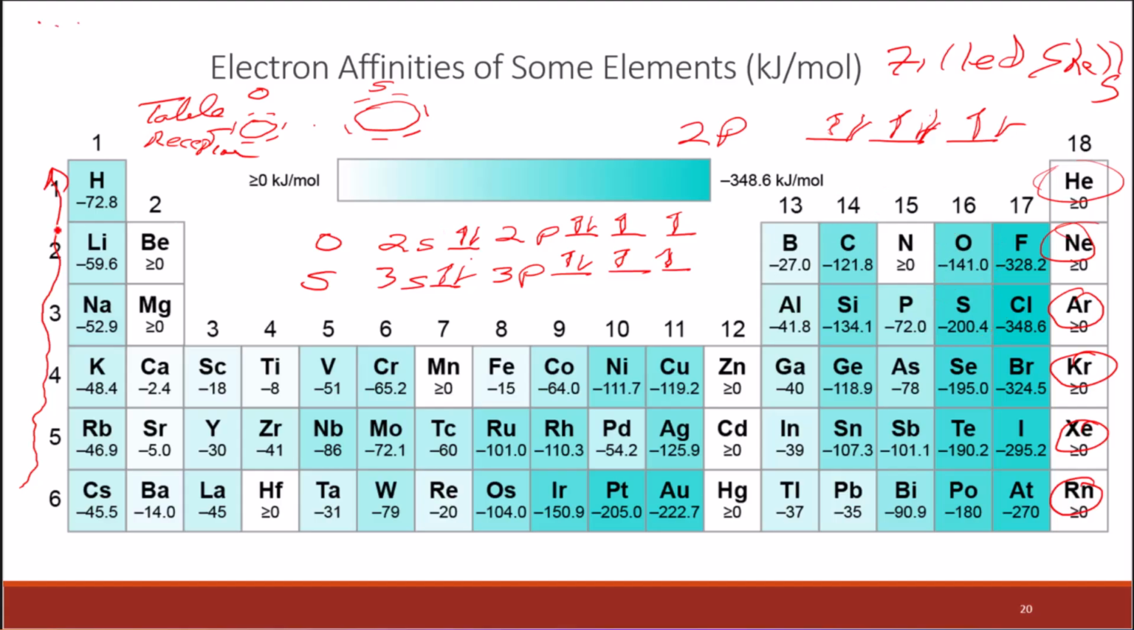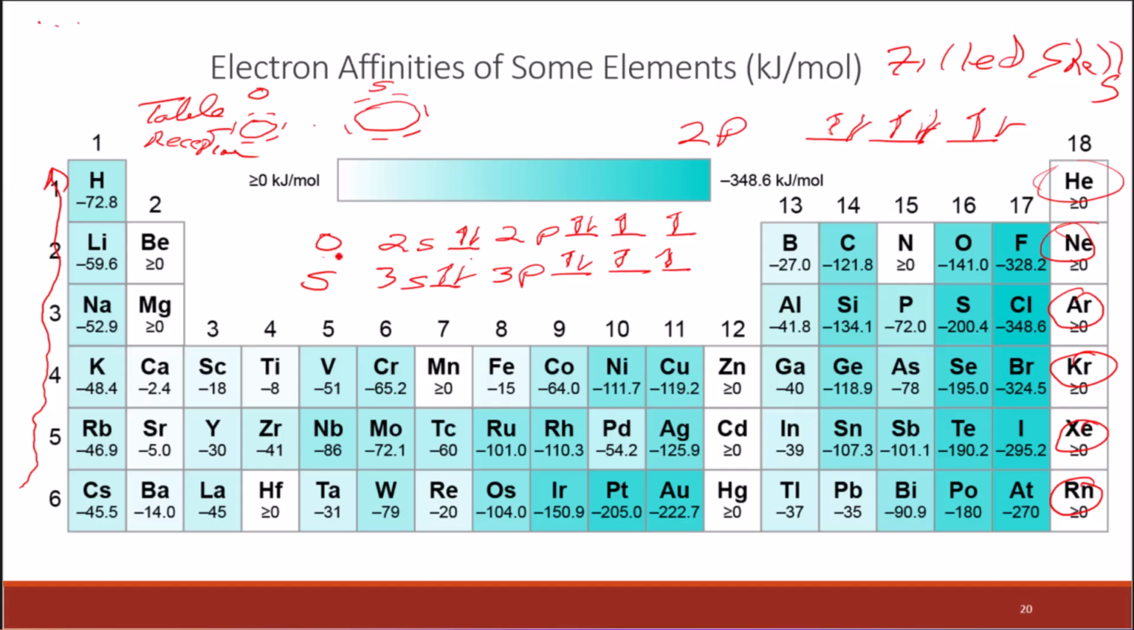Now, you might notice that the trend is violated a little bit with some elements. Ordinarily, as you go down the periodic table, the electron affinity gets lower. It's a smaller negative number than the immediate element above it. But there are some violations of that. And so what I'm going to do is take a look at that with respect to oxygen.